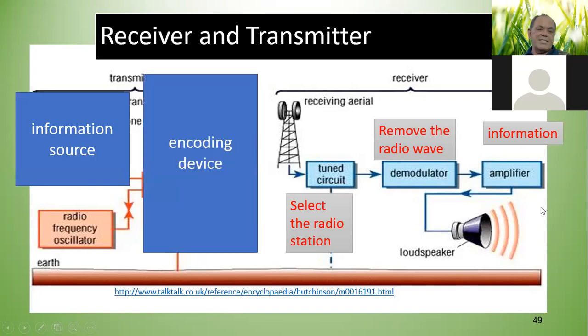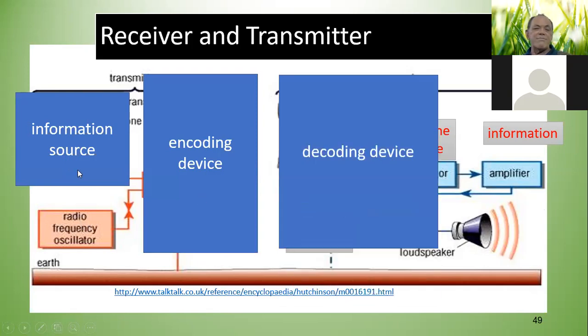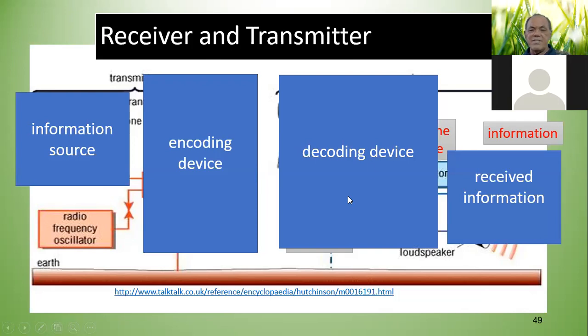So we can summarize: your information source, your speech, your signal. You have to encode it first. It means you have to combine the information, or your alternating current, with your radio frequency. Encode it. Then we transmit it. Then on the receiving end, the receiver, we have a decoding device, the demodulator. It removes the radio wave, and then we receive back our information.